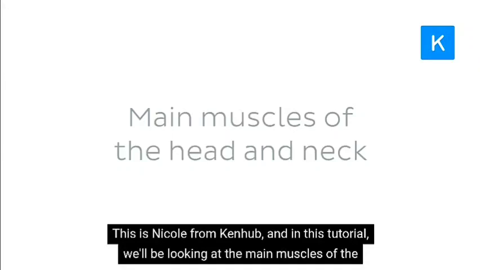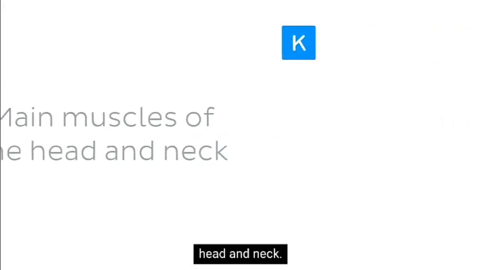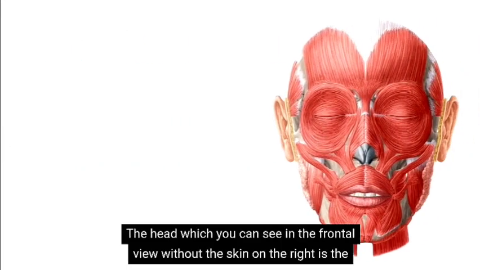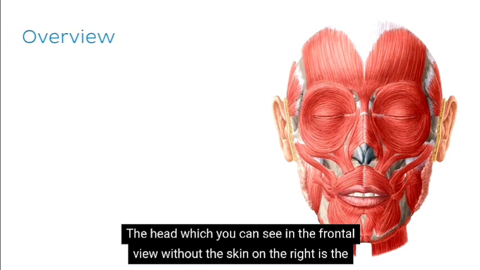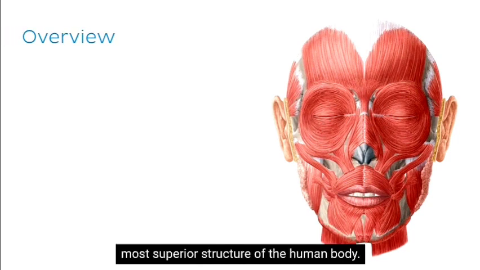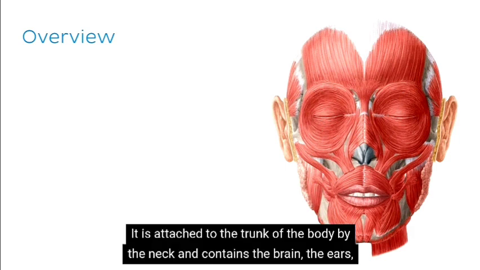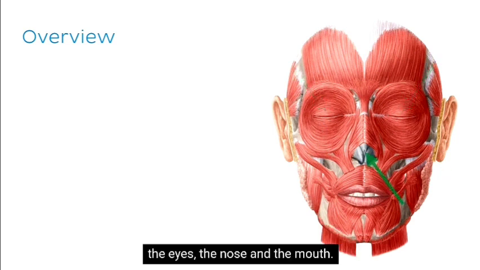Looking at the main muscles of the head and neck. The head, which you can see in a frontal view without the skin on the right, is the most superior structure of the human body. It is attached to the trunk of the body by the neck and contains the brain, the ears, the eyes, the nose, and the mouth.